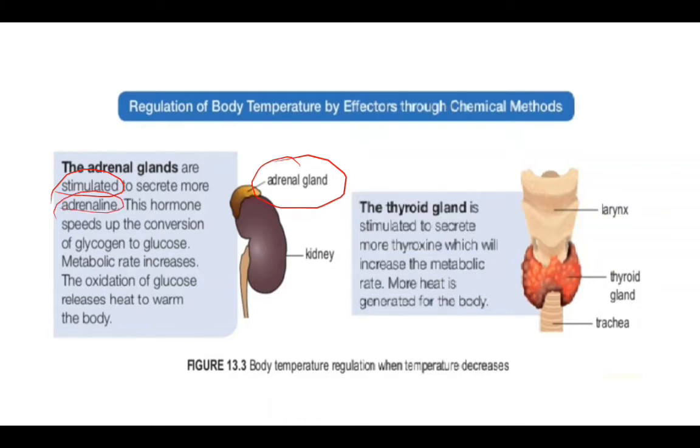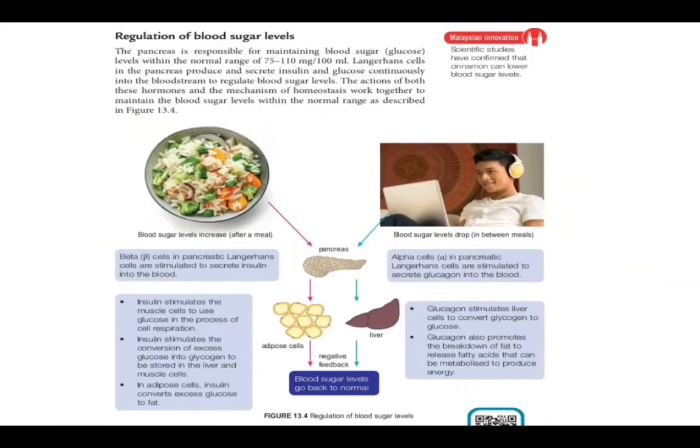So this adrenaline hormone will speed up the conversion of glycogen to glucose. So our metabolic rate will increase, the oxidation of glucose will release heat to warm our body. While the thyroid gland also stimulated to secrete more thyroxine hormone, which will increase the metabolic rate also. So more heat is generated for the body. So itu cara untuk temperature.